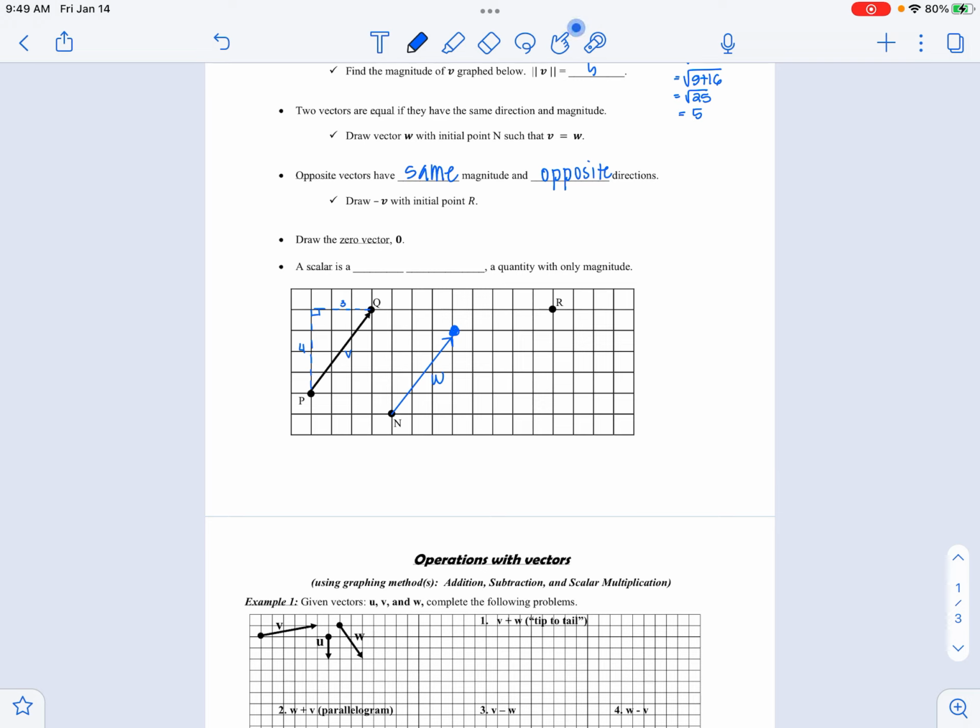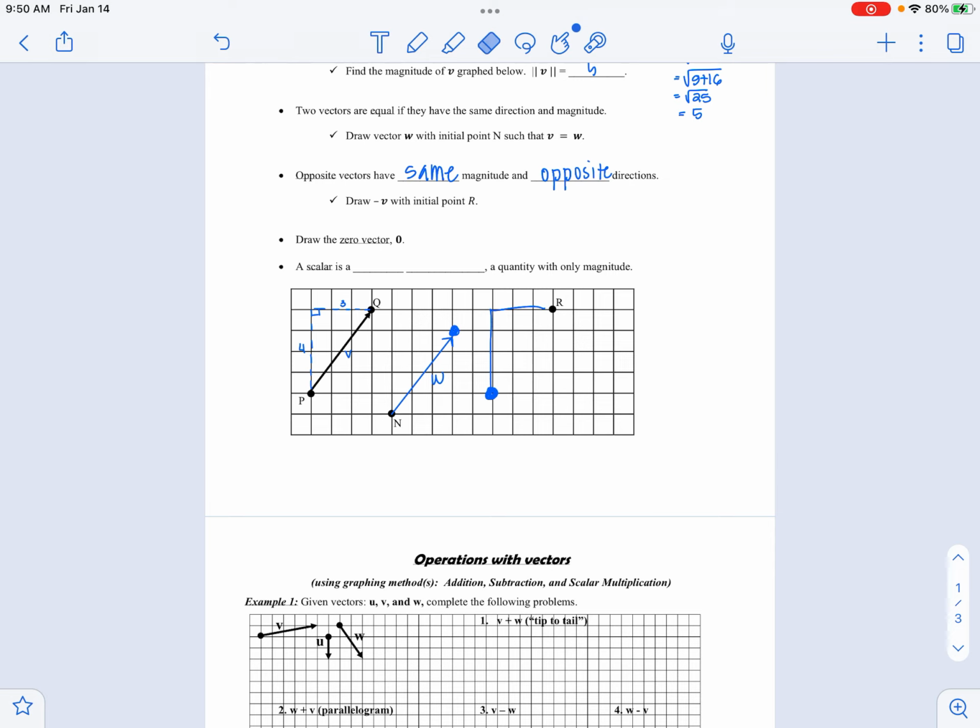So we're going to draw the opposite of V, or negative V, with initial point R. Okay, so you want it to have the same length. So instead of going up 4 and right 3 and being off the graph paper, I am instead going to go down 4 and left 3, make a point right here. That's going to give me a length of 5 still.